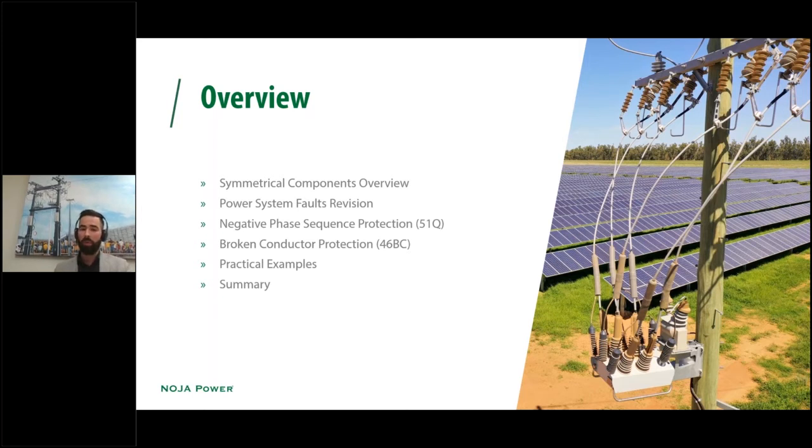Then at the end, I'm going to give you a couple of practical examples about what sort of currents and voltages you would see in the event of a broken conductor, and how you can use, say, the protection included within an OSM recloser system to address those. So if you'd like to stick around to the end, we can have an opportunity to work through those. Then we'll provide a summary and have a little bit of time for question and answer.